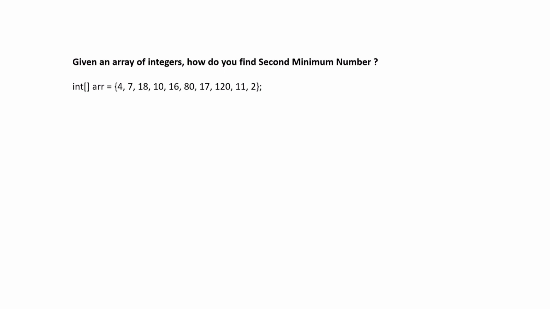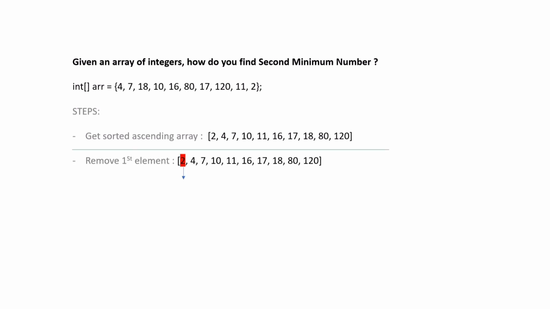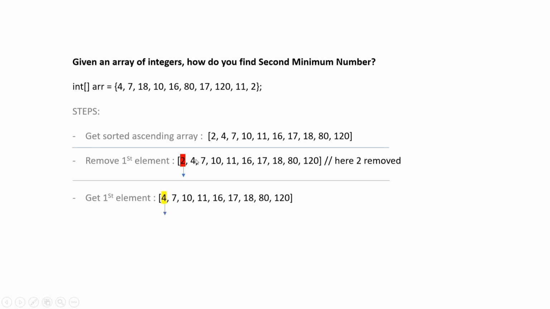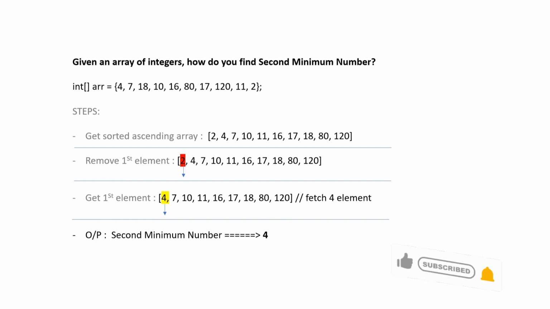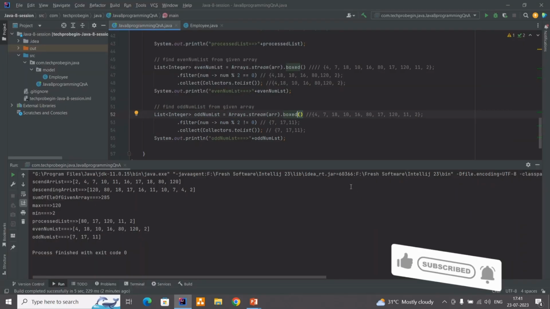Let's see the same step by step in the presentation. First we need to get the sorted ascending array like this, 2, 4, 7. Then we need to skip the first element, that is the first minimum number of the sorted list. This 2 we need to remove. Once we remove 2, from the remaining list we find the first, and that first is this number. In the next step we get the first element, and that first element is 4 from the previous list. So in the answer we expect the second minimum number is 4. Let's jump to IntelliJ and solve this question.